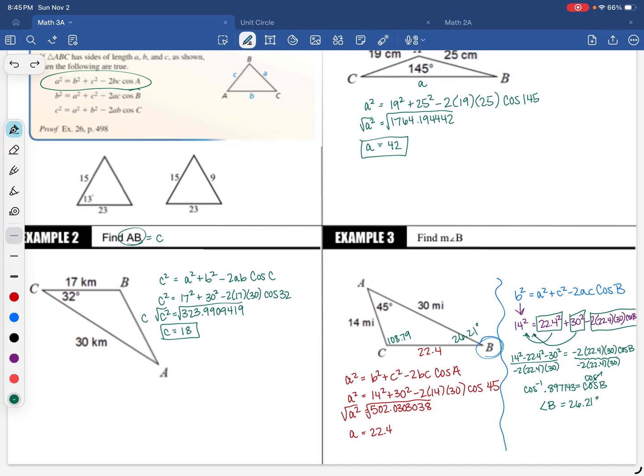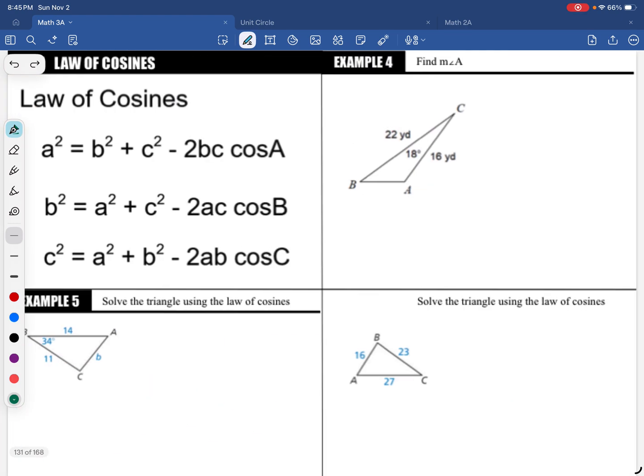Okay, I told you it was a little bit more intense. It's not difficult stuff, it's just realizing how you move things around and being careful with all of that. Okay, let's try a couple more examples.